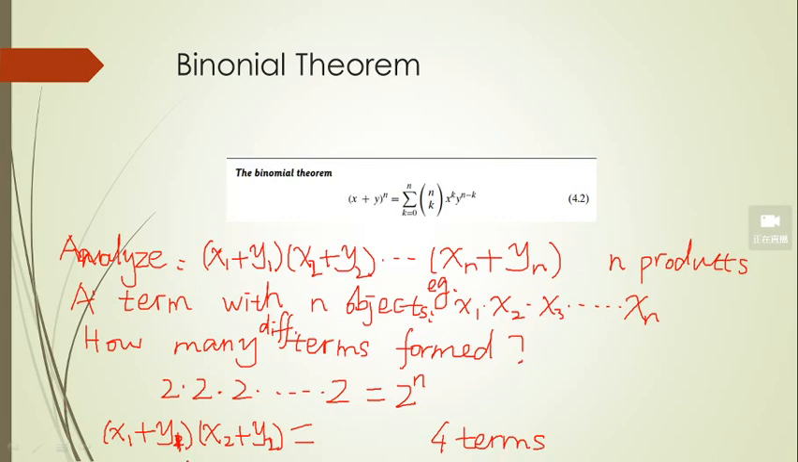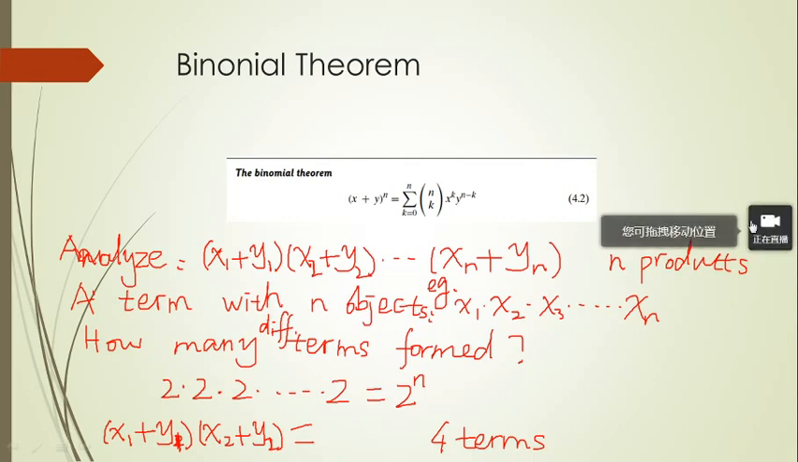For x1 x2, in the first parenthesis you choose x, and in the second parenthesis you choose x again. For x1 y2, in the first parenthesis you choose x1 and in the second you choose y. For y1 x2, you choose y in the first and x in the second. For y1 y2, in each parenthesis you choose y. So you have 2 times 2, which is 4.